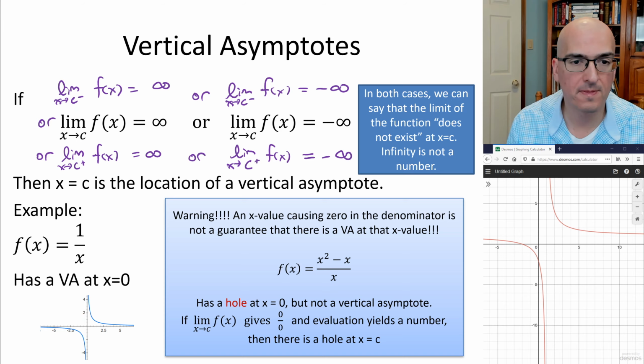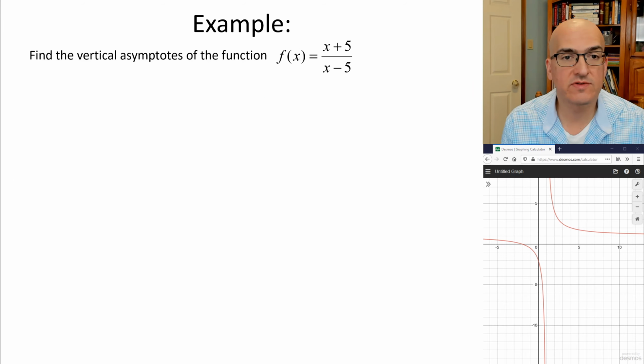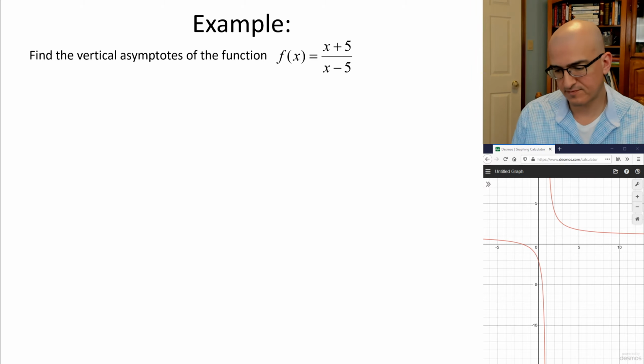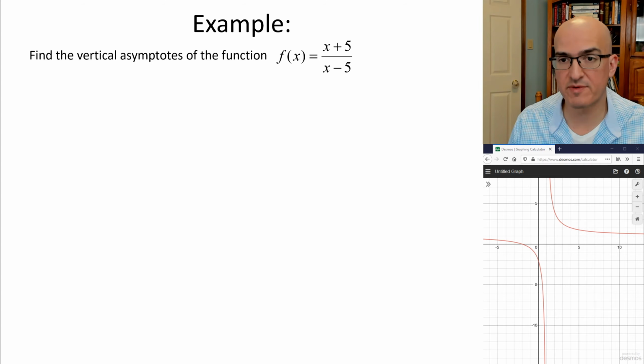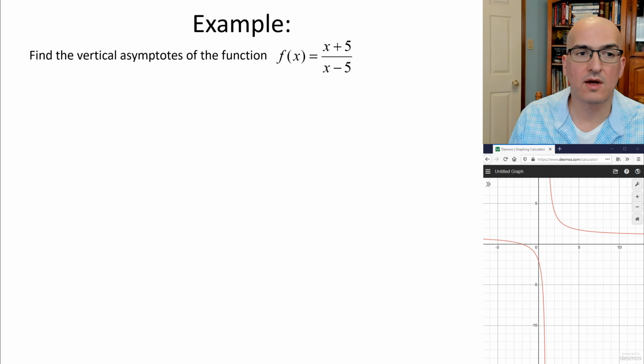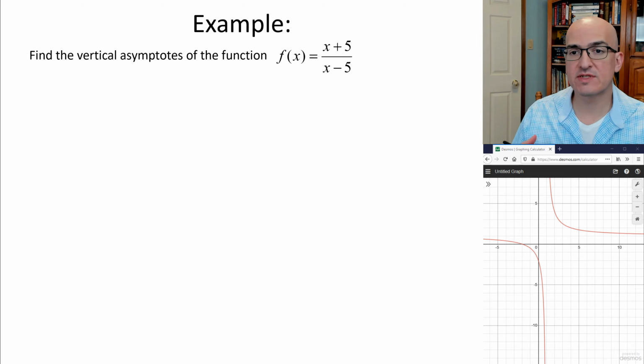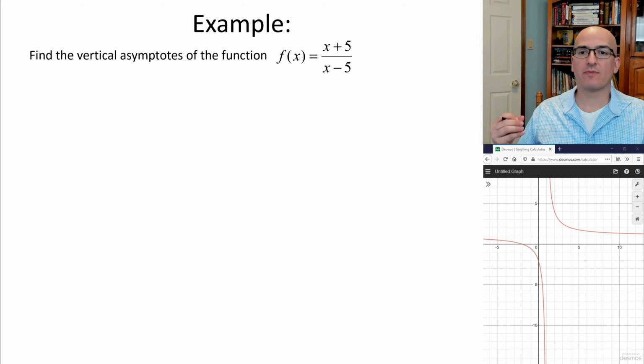Okay. Find the vertical asymptotes of this function. f of x is x plus 5 over x minus 5. Now, I'm not going to take the left and right limits of each of these. What I'm going to say, as a type of shorthand, is when you take the limit as x approaches a of f of x, if you get something that's not 0 on top and 0 on the bottom, as a shortcut, we can say that the function has a vertical asymptote there.